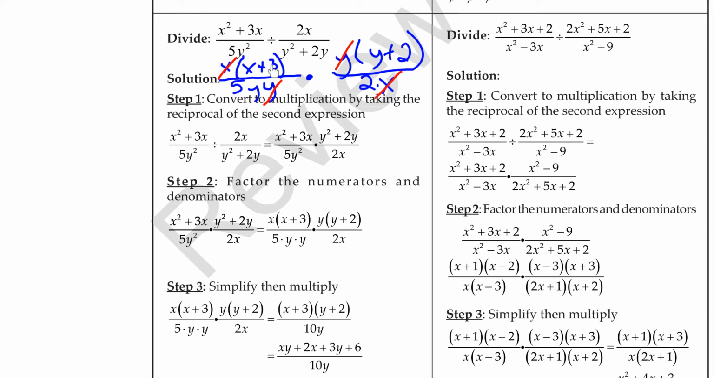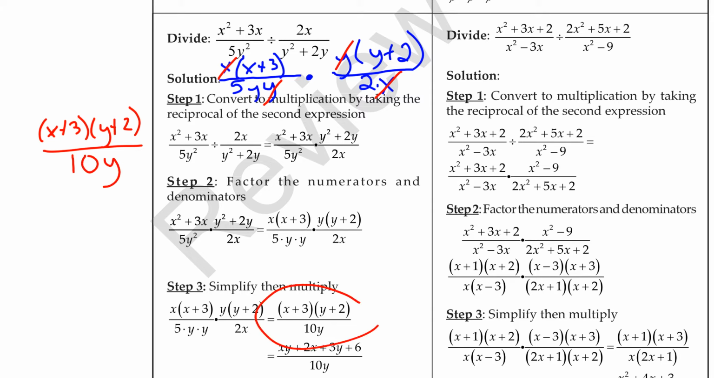So it looks like we have x plus 3 times y plus 2 in the numerator over, we have a 5 and a y, 5 times y times 2. 5 times y times 2 is 10y in the denominator. And that's our final answer.